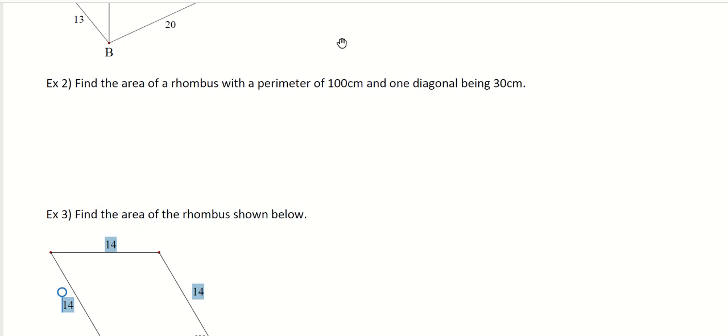Try example 2 on your own. Find the area of a rhombus with a perimeter of 100 centimeters and one diagonal being 30 centimeters. Pause the video now. Try this one on your own.